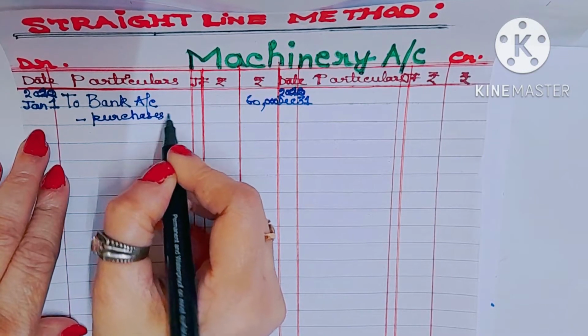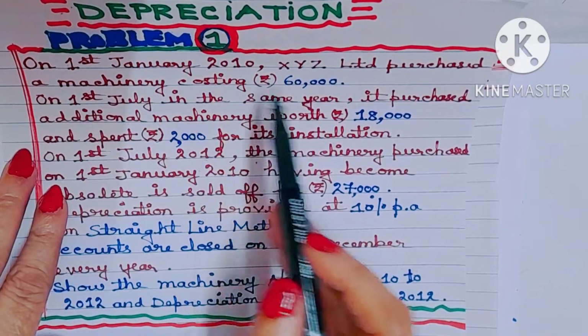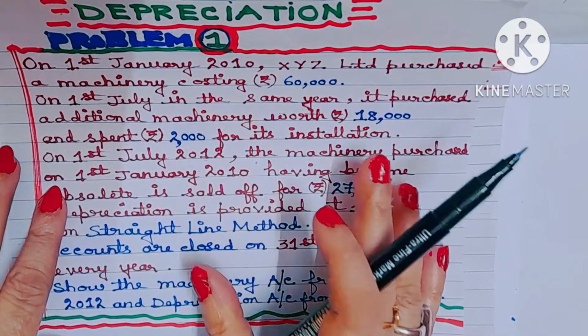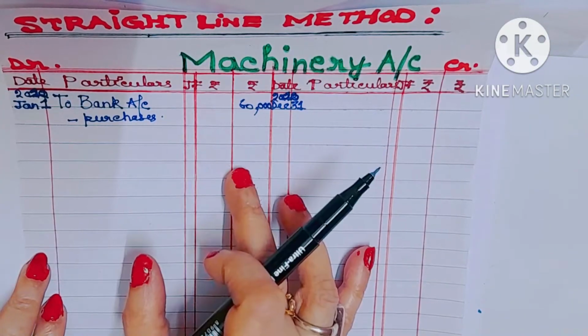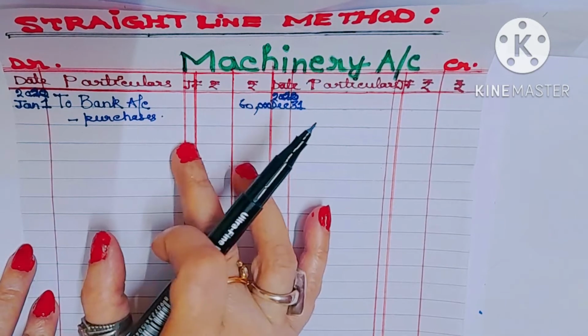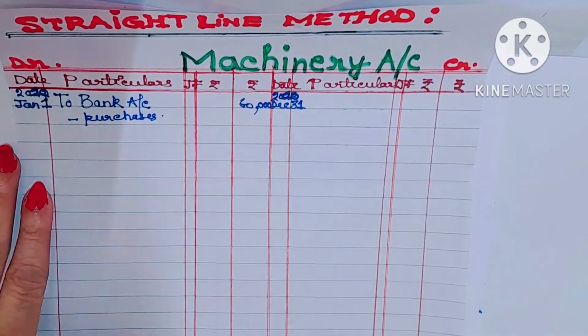Understood? See, on 1st January 2010, XYZ Limited purchased a machinery costing 60,000. So, that is what I did. 2010, January 1st to bank account purchases 60,000. Now, let's go through the problem again.